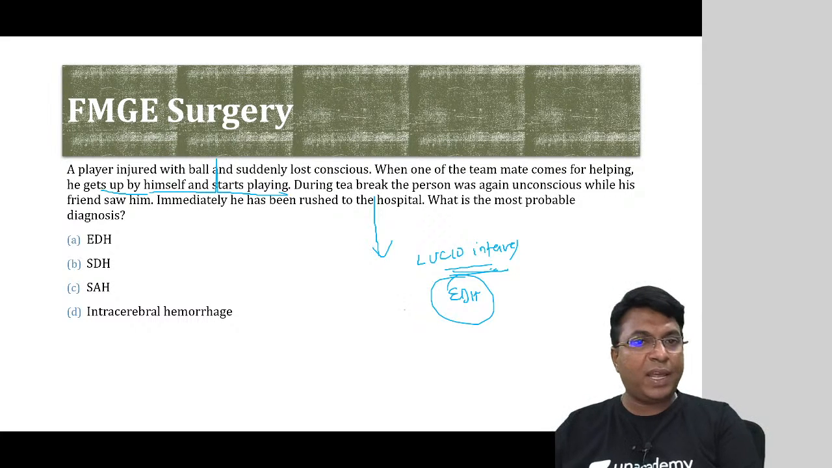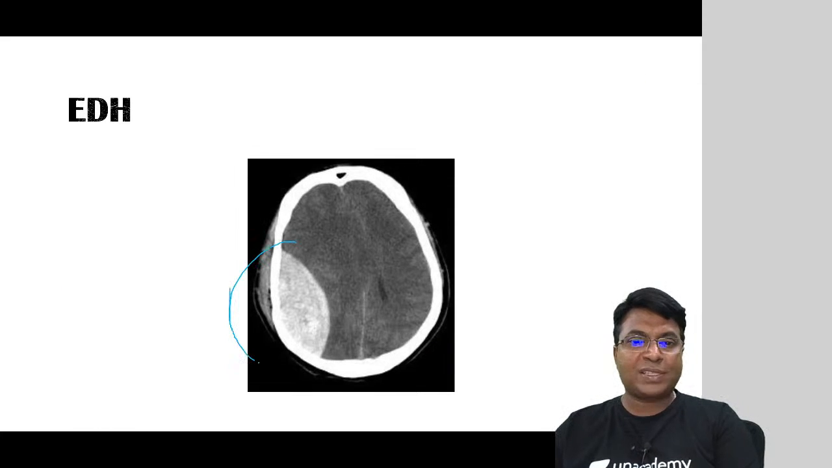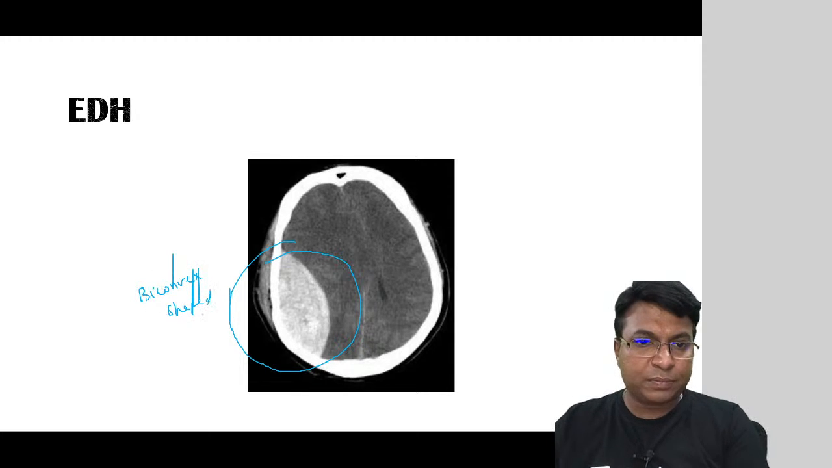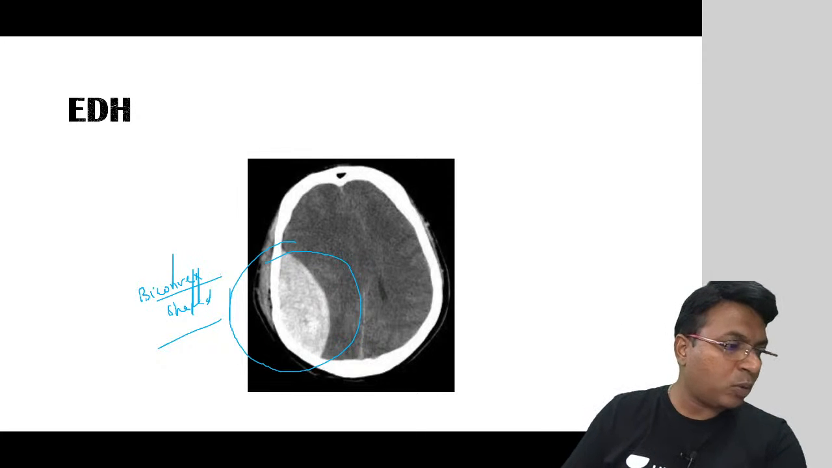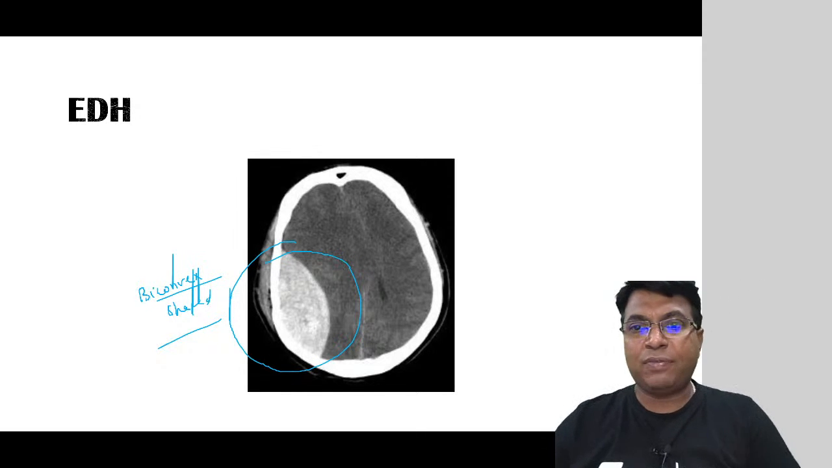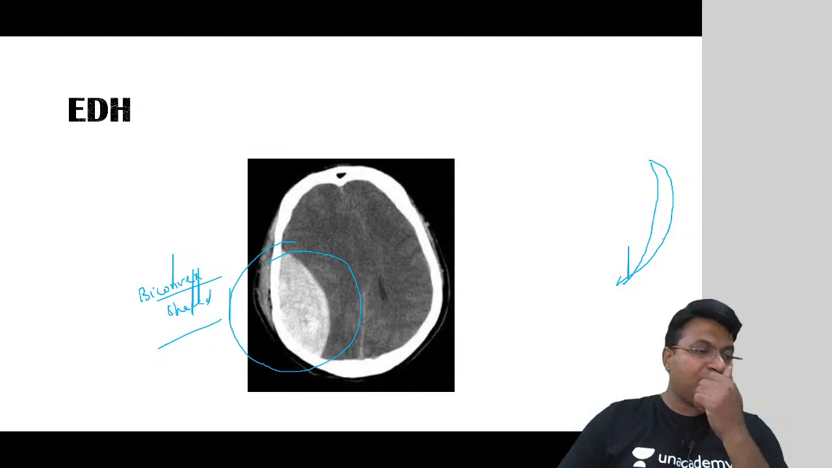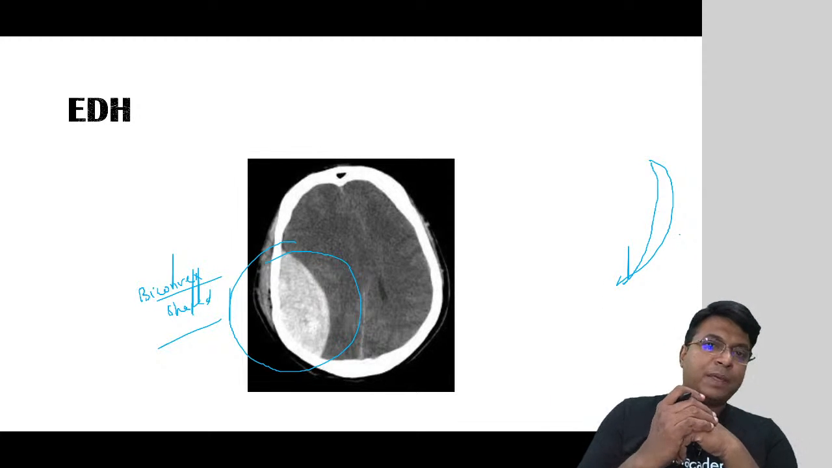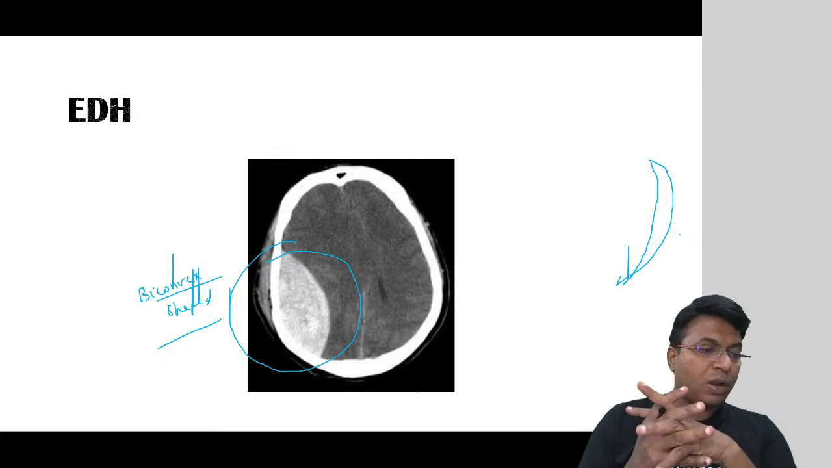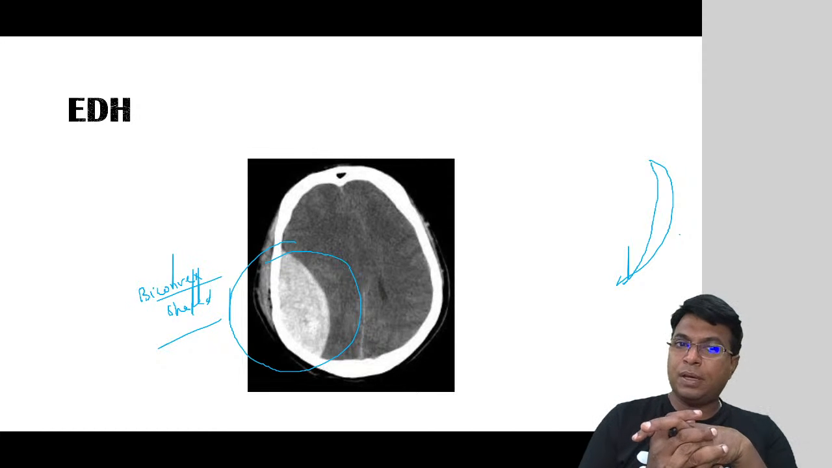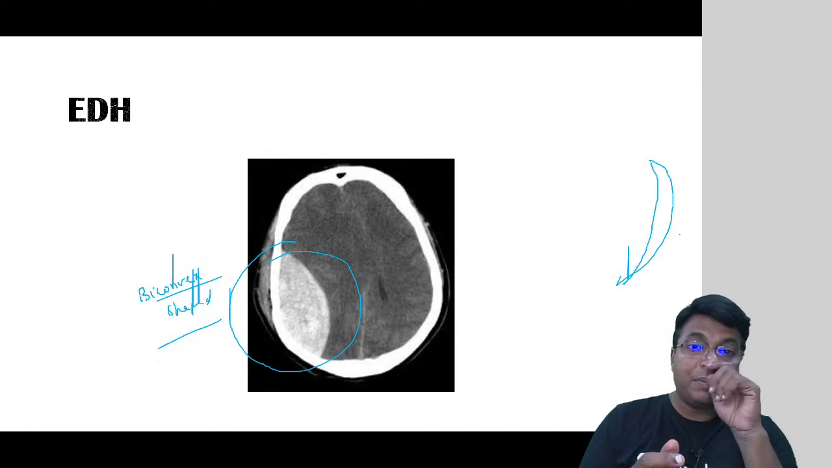What will be the CT finding? The CT scan finding will be a biconvex shaped hematoma like this. You can see the biconvex shaped hematoma in an EDH. If it is an SDH, you will see a hematoma like this, a concavo-convex hematoma in SDH. EDH is due to rupture of the middle meningeal artery.